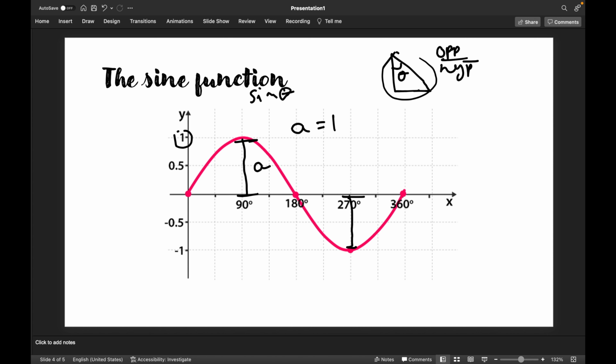And the period would be 360 degrees. This is the time required to finish one complete cycle. And there is no vertical displacement. If there was a vertical displacement, it would look something like this. This is the graph of sine theta plus 0.5.